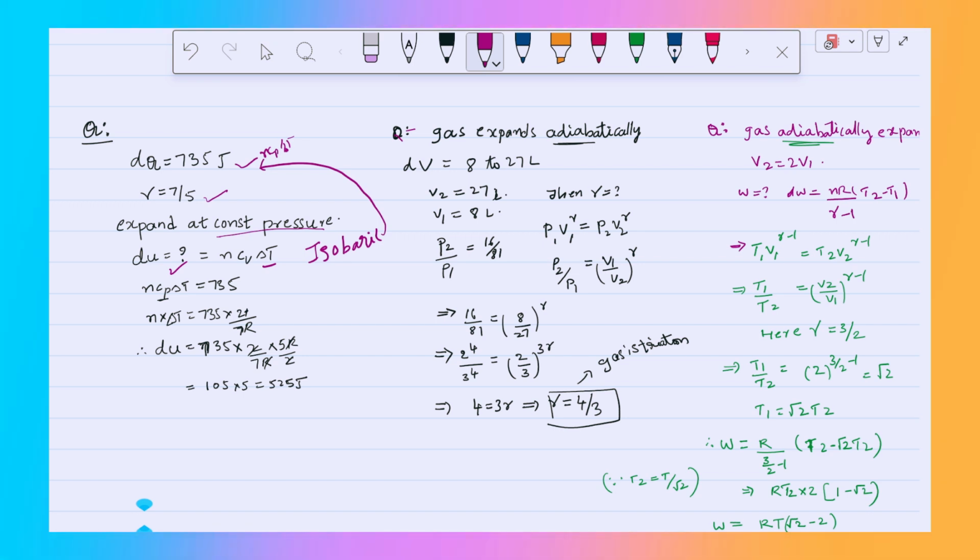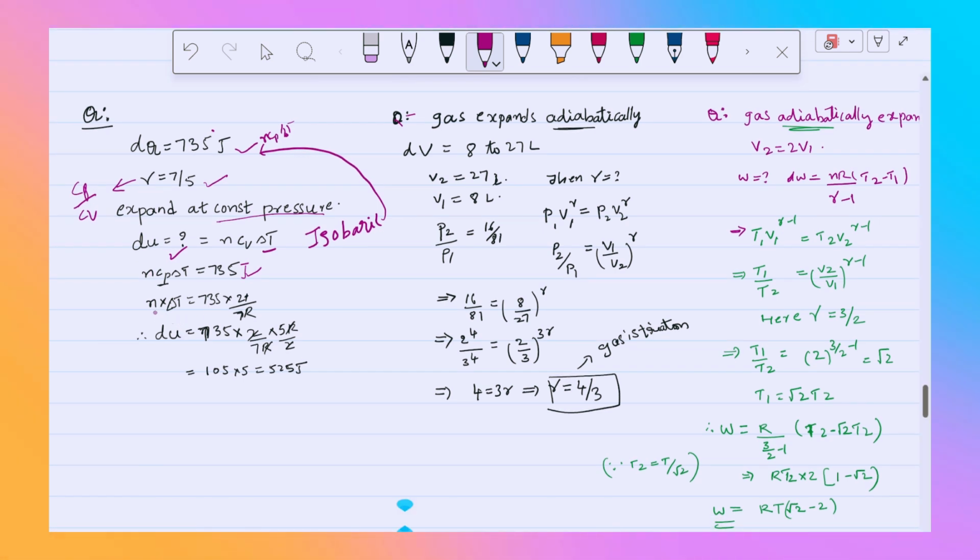So this is a question related to gamma, which is Cp by Cv. The Cp value is given here, nCP delta T, asking to find out nCV delta T. It is not purely related to only the first law of thermodynamics, it is related to Cp by Cv values also. So here nCP delta T is equal to 735 joules. So now nCV delta T is what is asked to find out.